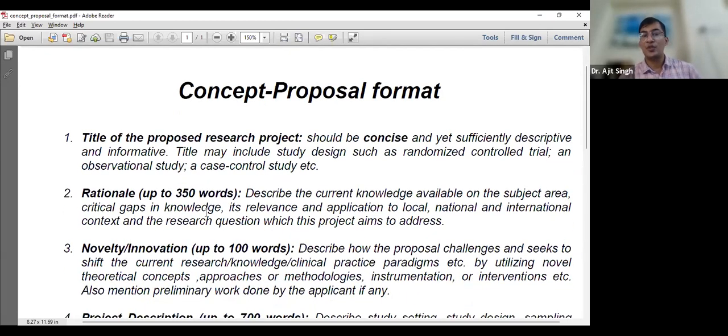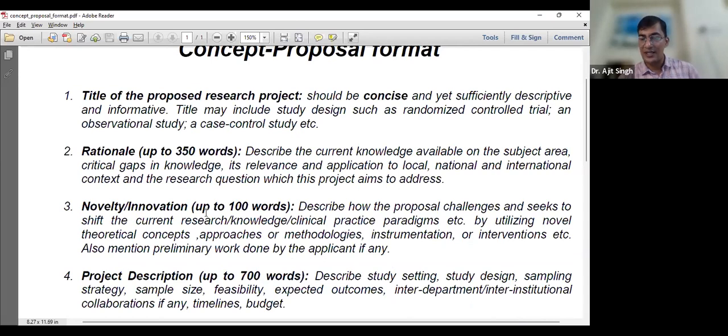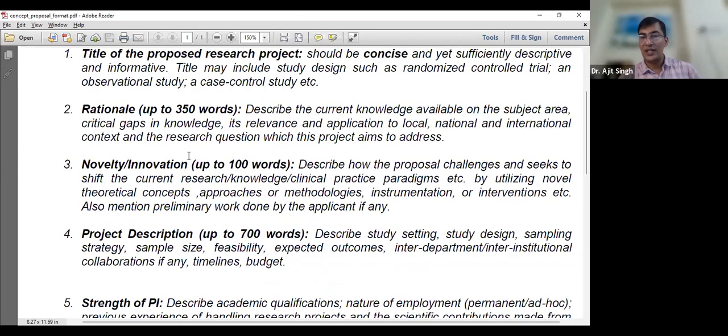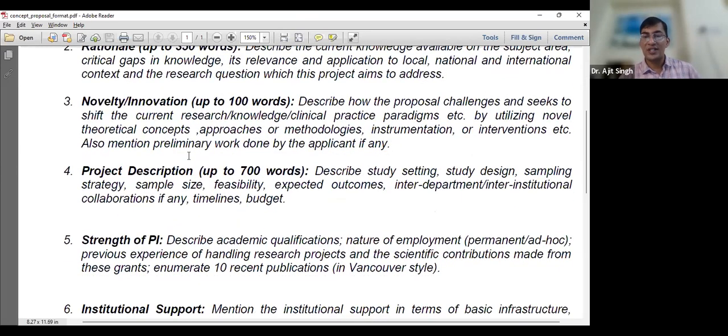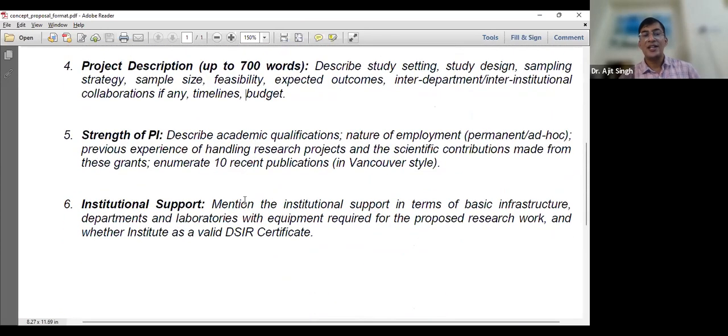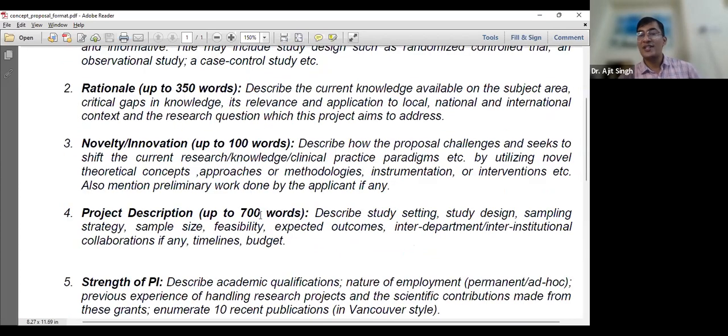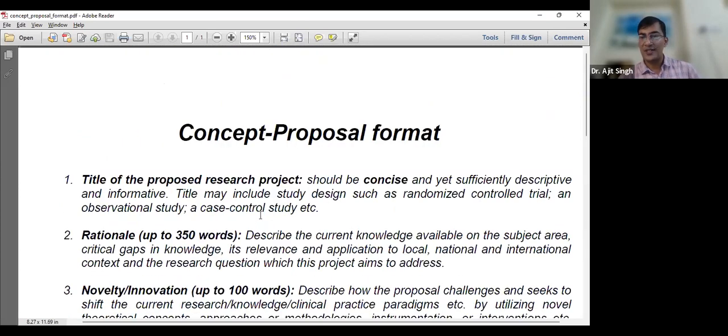You just have to write the proposed research project idea, and then the rationale, meaning the justification, then the novelty, then a short project description. What will be the sample size, feasibility, expected outcomes, interdepartmental or interinstitutional aspects, timelines, budget in a short form. And then the strength of the PI, institutional support, that's all. This is a short proposal, two or three pages maximum after writing. Once they go through this, if they like it, they will invite you for the full proposal.